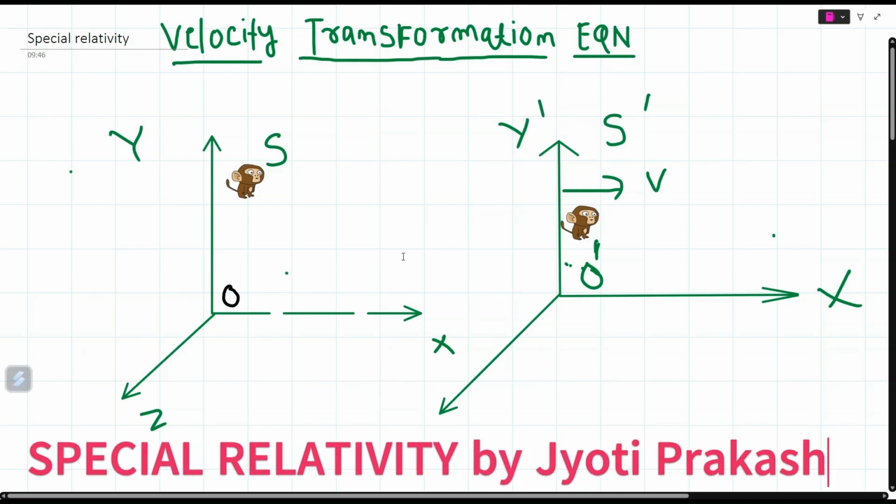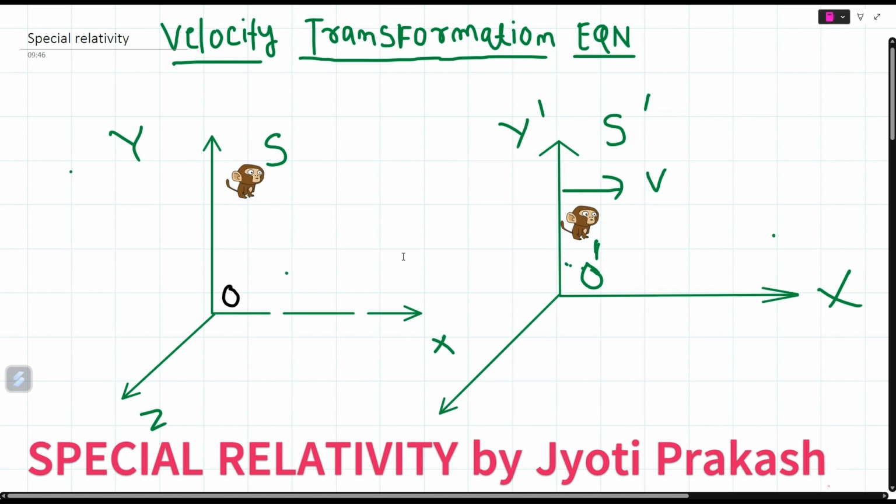In this tutorial, you are going to learn how to transform velocity components from one frame to another frame using the Lorentz transformation equations in the special theory of relativity. Okay, so let's see how to do it.